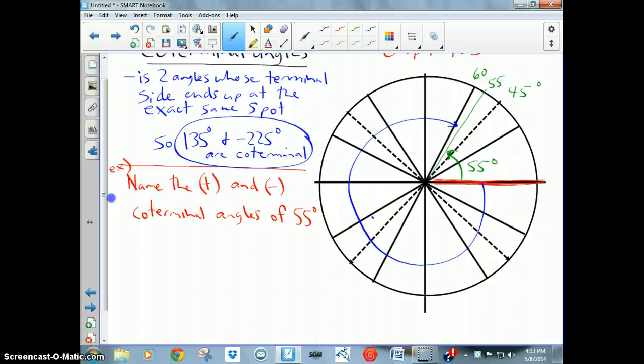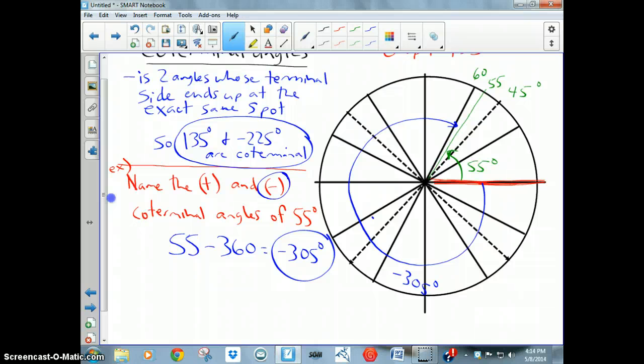Well, first of all, this angle going this direction would be the negative one. Now, how do you figure that out? Well, you go 55 minus 360, because you're going from the green line all the way around. 55 minus 360 would be negative 305 degrees. That is my blue angle. Negative 305 degrees. That would be the negative one.